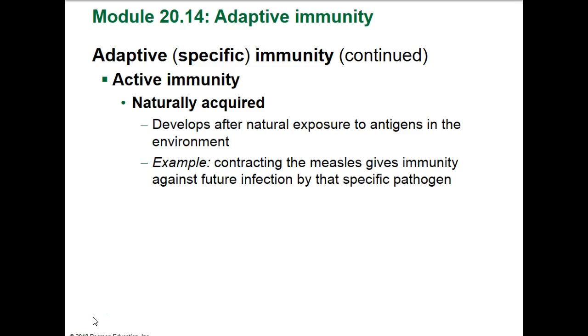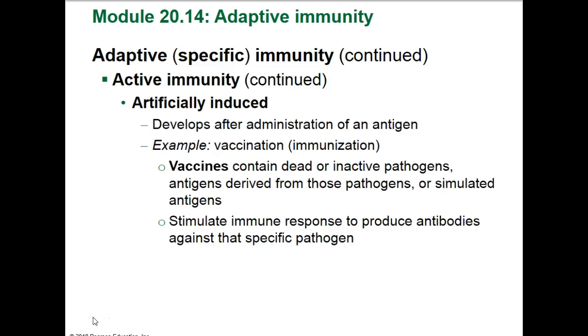So contracting the measles gives immunity against future infections. Unfortunately, people out in the Northwest right now are acquiring measles very naturally. Artificially induced, this is what they should have done, develops after administration of an antigen, immunization, vaccination. So what we do in vaccines is to give you a dead or inactive pathogen, and this stimulates an immune response of your body to produce antibodies against that specific pathogen.